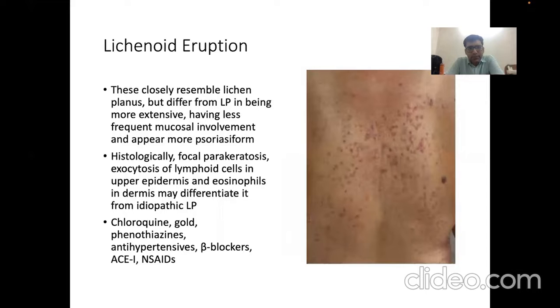Lichenoid drug eruption resembles lichen planus, but it differs in being more extensive, with less frequent mucosal involvement, and appears more psoriasiform. There are certain drugs like chloroquine, gold, antihypertensives, beta blockers, NSAIDs that can cause this. Histologically, focal parakeratosis, exocytosis of lymphoid cells in the upper epidermis, and eosinophils in the dermis can differentiate.